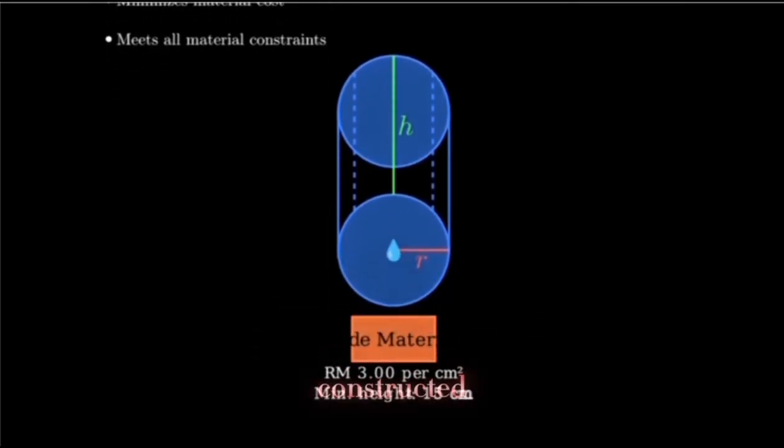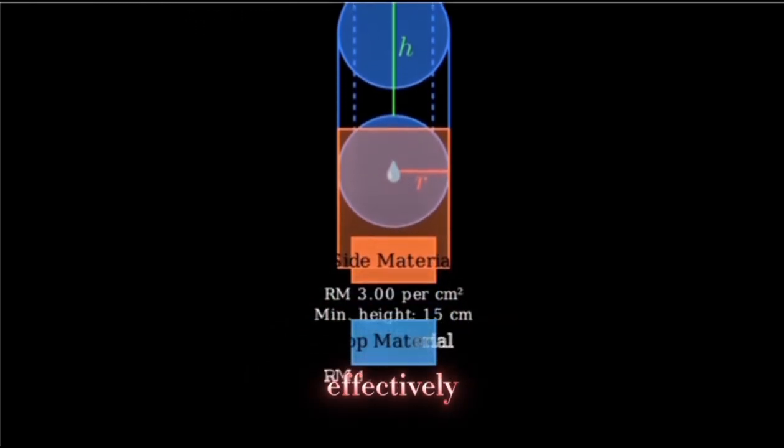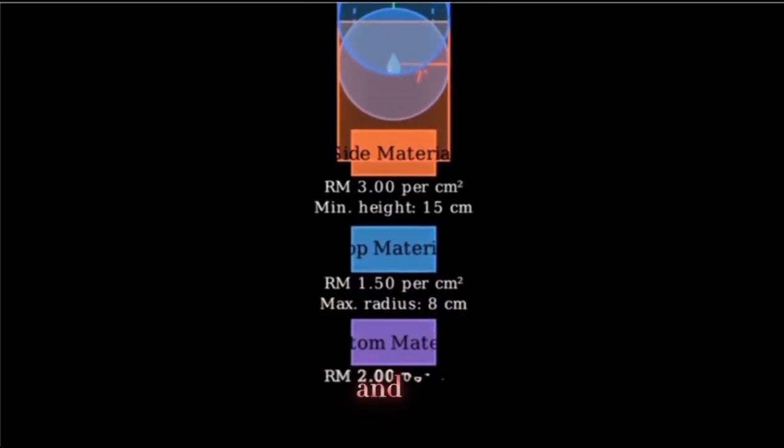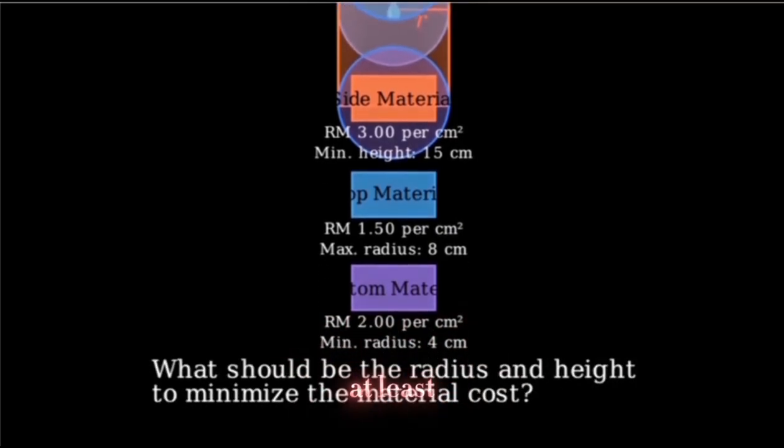The bottle must be constructed with 3 different materials. First, the side material for the curved surface costs 3 ringgit per square centimeter, but it only works effectively when the height of the bottle is at least 15 centimeters. Second, the top material costs 1 ringgit 50 cent per square centimeter and is limited to a maximum radius of 8 centimeters. Third, the bottom material costs 2 ringgit per square centimeter and must be made of a thicker material that requires the radius to be at least 4 centimeters.